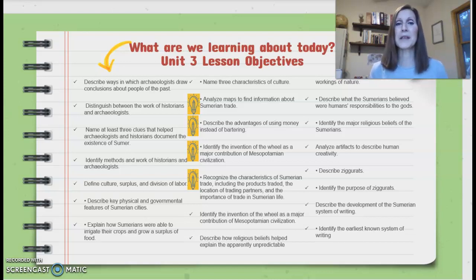So our learning objectives today: analyze maps to find information about Sumerian trade, describe the advantages of using money instead of bartering, identify the invention of the wheel as a major contribution of Mesopotamian civilization, and recognize the characteristics of Sumerian trade, including the products traded, the location of trading partners, and the importance of trade in Sumerian life.